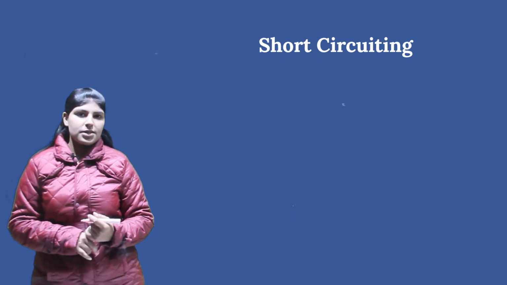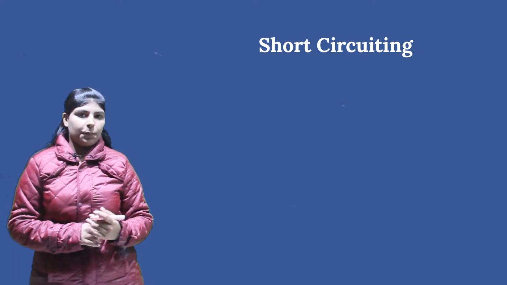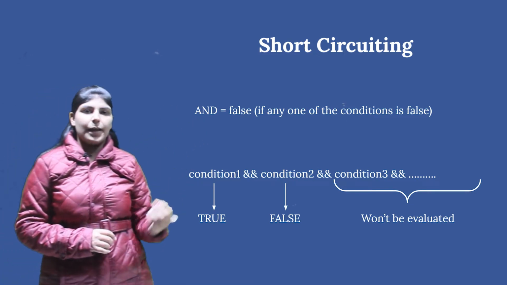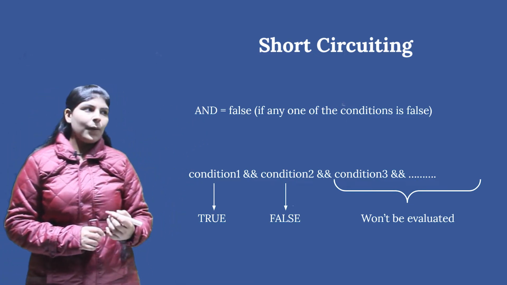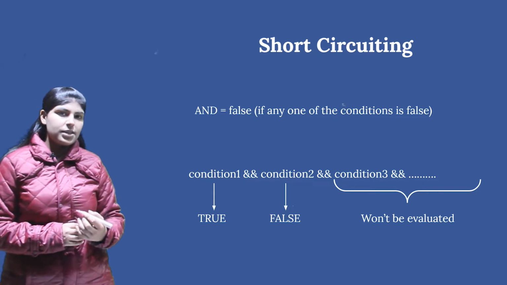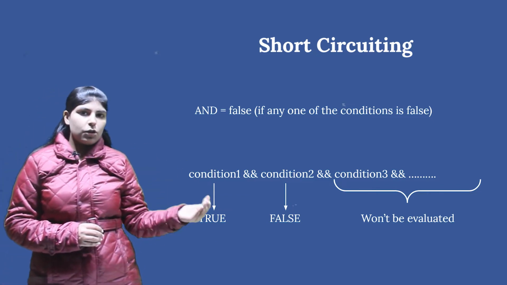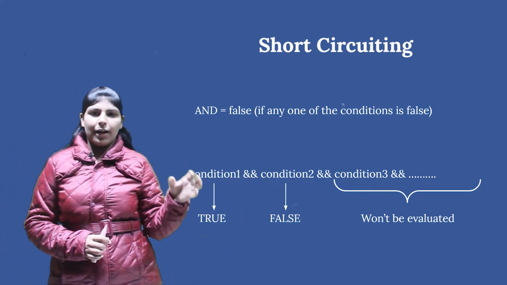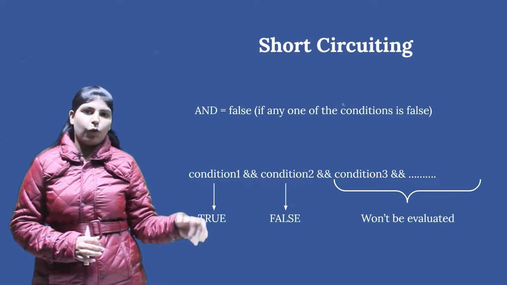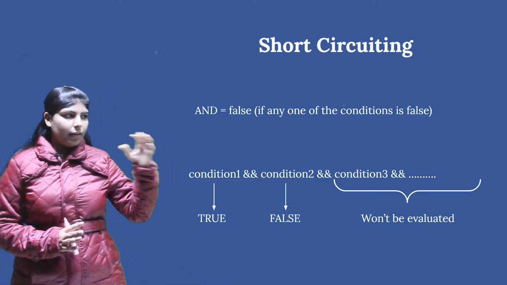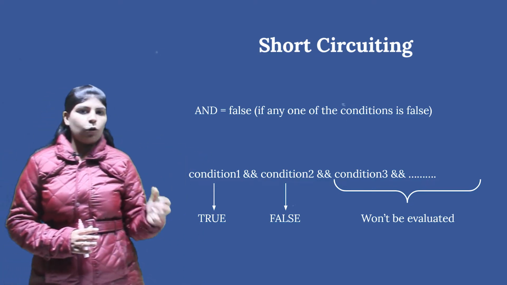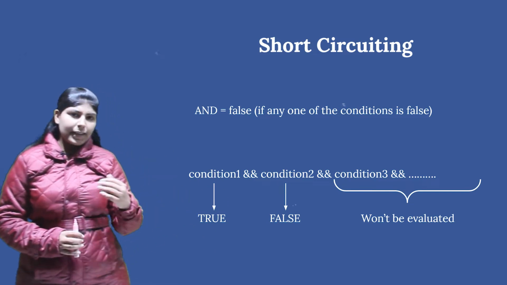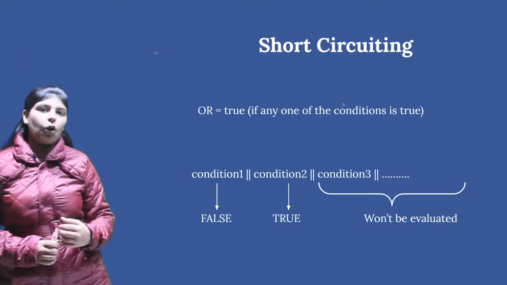So first type of short circuiting happens with logical AND operator. So let us say I have multiple conditions and they are connected with the help of AND operator. So now I know if one of the condition is false, the result will be false. So I need not evaluate the complete expression. I stop as and when I find that one logical expression is false, because if I AND any expression with false, I'll get output as false. So my execution stops in between. Second type of short circuiting happens with logical OR operator.